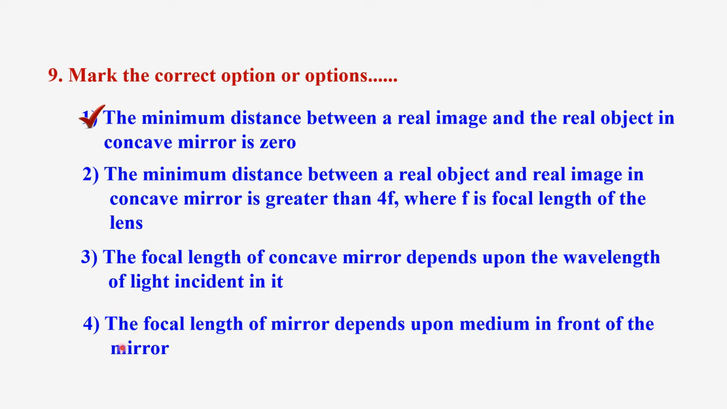The fourth one, the focal length of the mirror depends upon the medium in front of the mirror, is also incorrect. So the second, third and fourth options are incorrect. The correct option is the first one: the minimum distance between a real image and the real object in a concave mirror is 0. This is the correct statement. Okay, next.